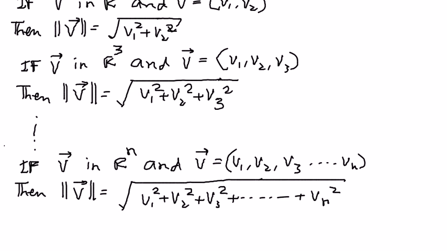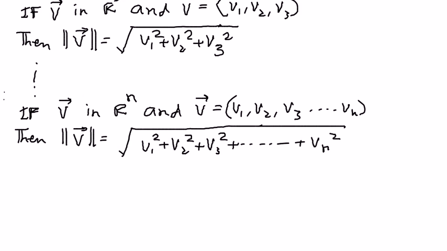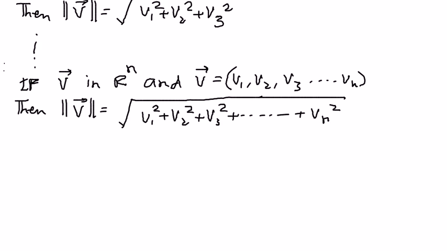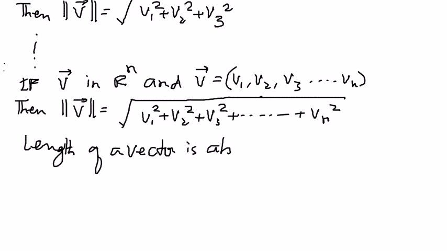The length of a vector is also called a norm. Sometimes the length of the vector is also called a norm. Let me write that here. Length of a vector is also called a norm. N-O-R-M, also called its norm.